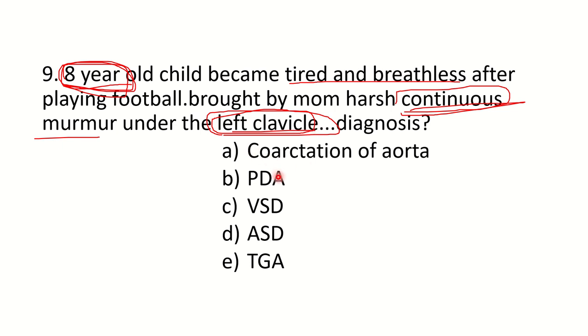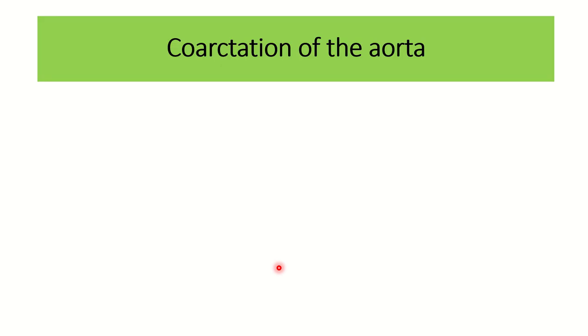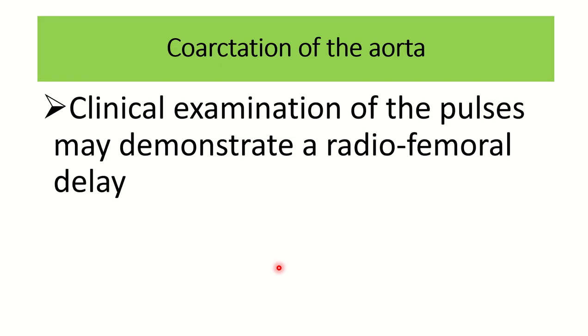The options are coarctation of the aorta, patent ductus arteriosus, ventricular septal defect, atrial septal defect, and transposition of the great arteries. So now see, first of all, let's see the coarctation of the aorta. In coarctation of the aorta, the clinical examination of the pulse may demonstrate radiofemoral delay. That means a narrowing of a part of the aorta, and in this case the upper limb gets more blood and the lower limb gets less blood. So in this condition, radiofemoral delay develops.